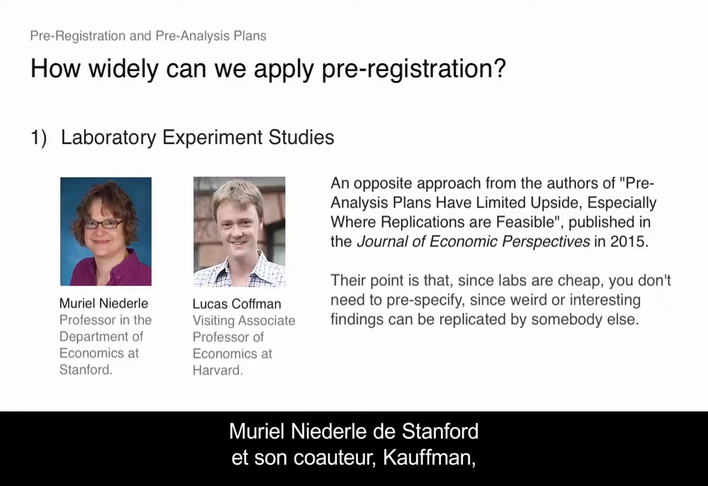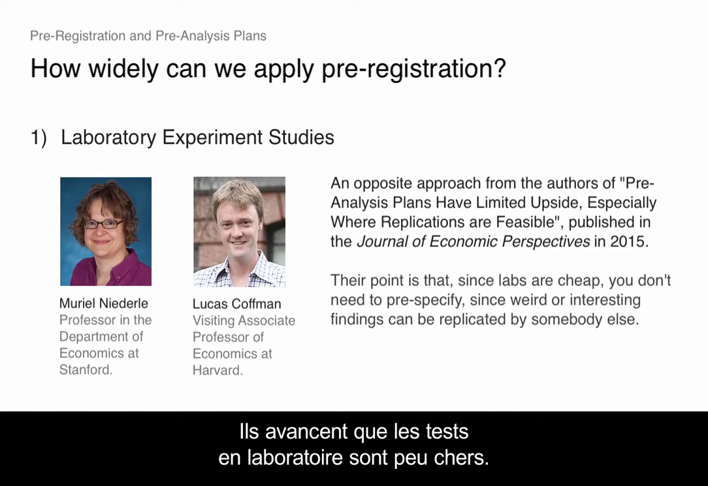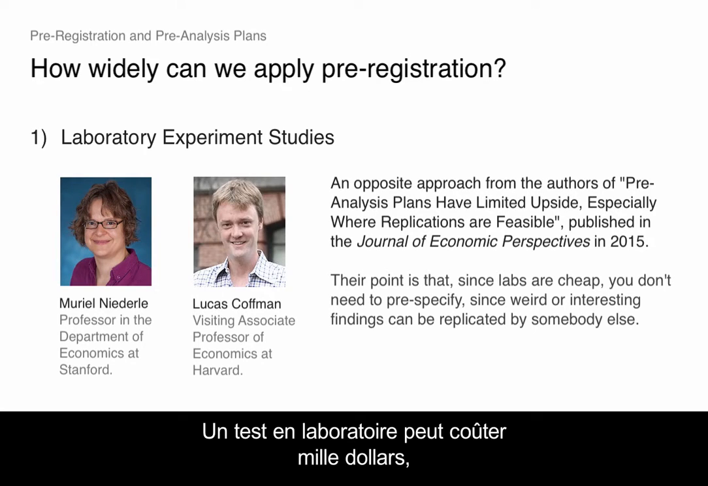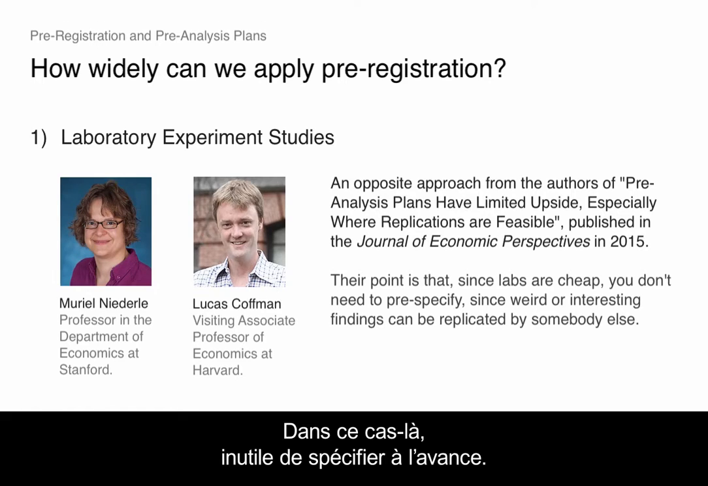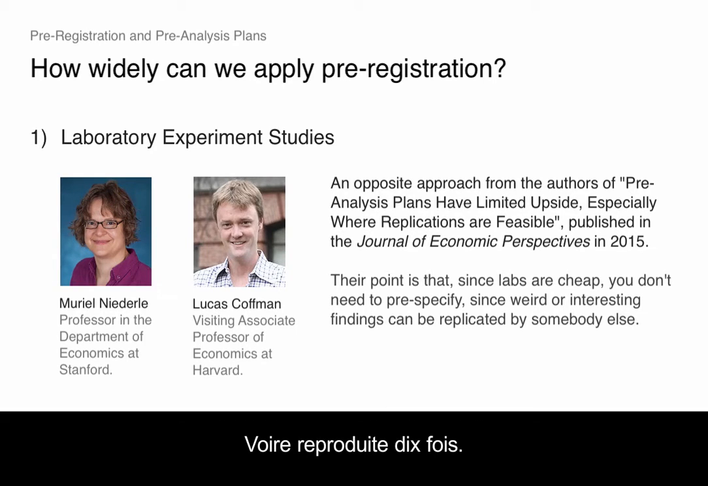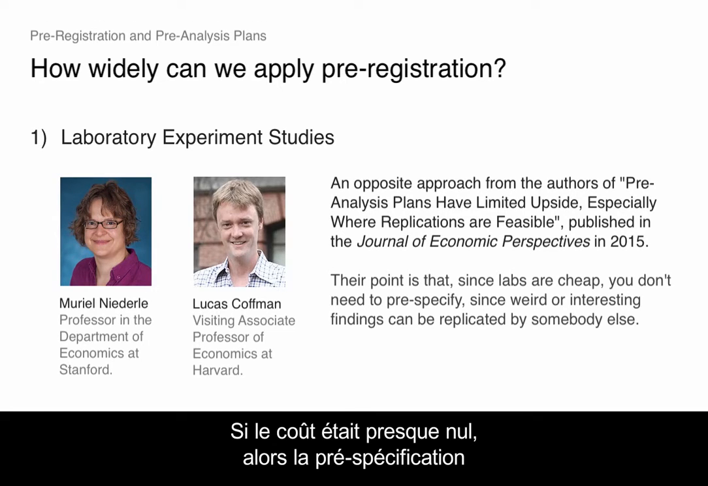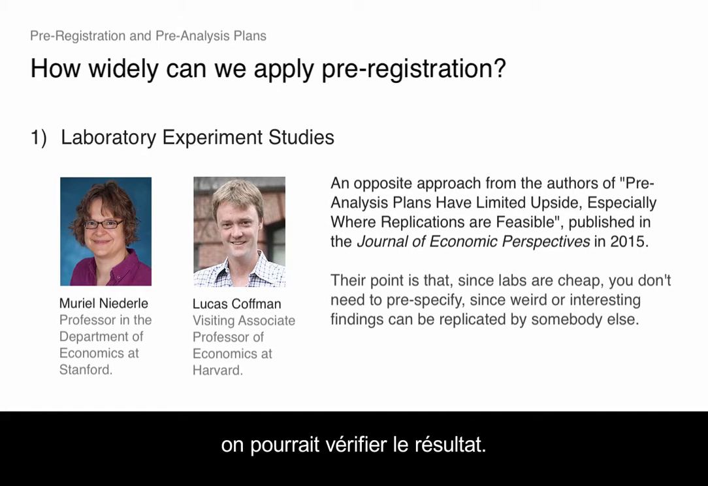Muriel Niederle at Stanford and her co-author Kaufman take the opposite approach. Their point is, look, labs are cheap to run. You can run a lab for $1,000, $2,000, or something like that. So in that case, you don't really need to pre-specify. Any weird, interesting finding that comes out of a lab should just be replicated by somebody else, and maybe replicated 10 times. Okay, so the cheaper the cost of replication is, if it were literally costless, then maybe pre-specification isn't as essential because at low cost, you can check if this actually holds.